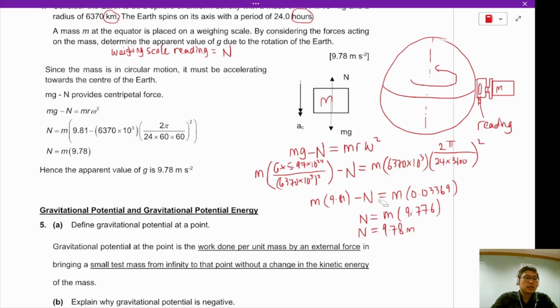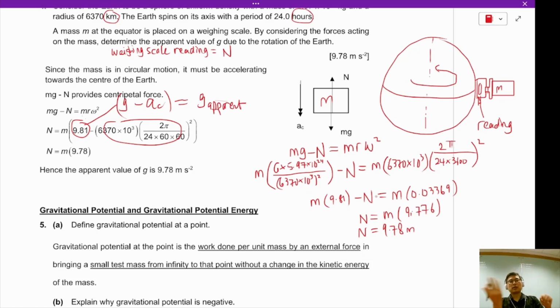Now what's happening is basically we're taking the acceleration, the gravitational field strength of the Earth, this is the value of g, and this is the acceleration due to gravity. This is centripetal acceleration. So g minus a_c, okay, will give us the apparent value of g.